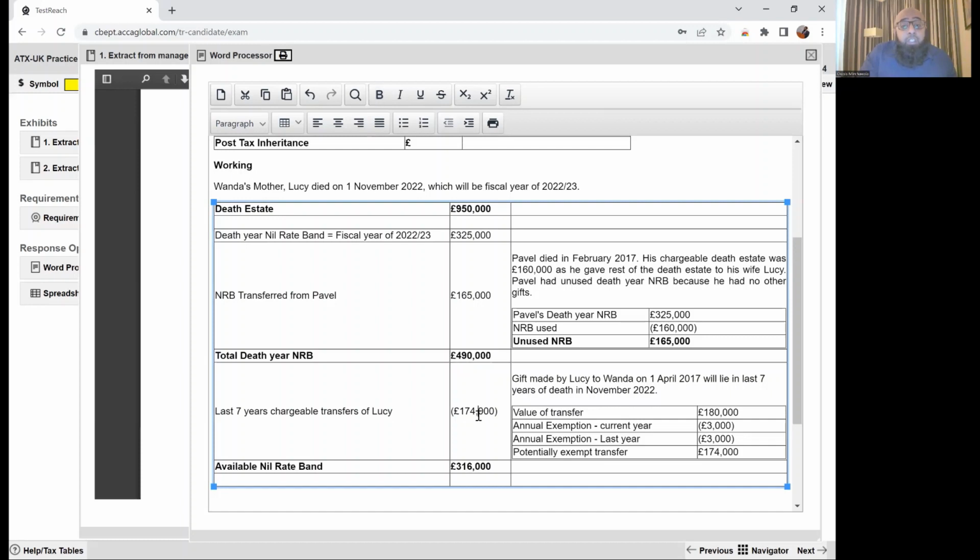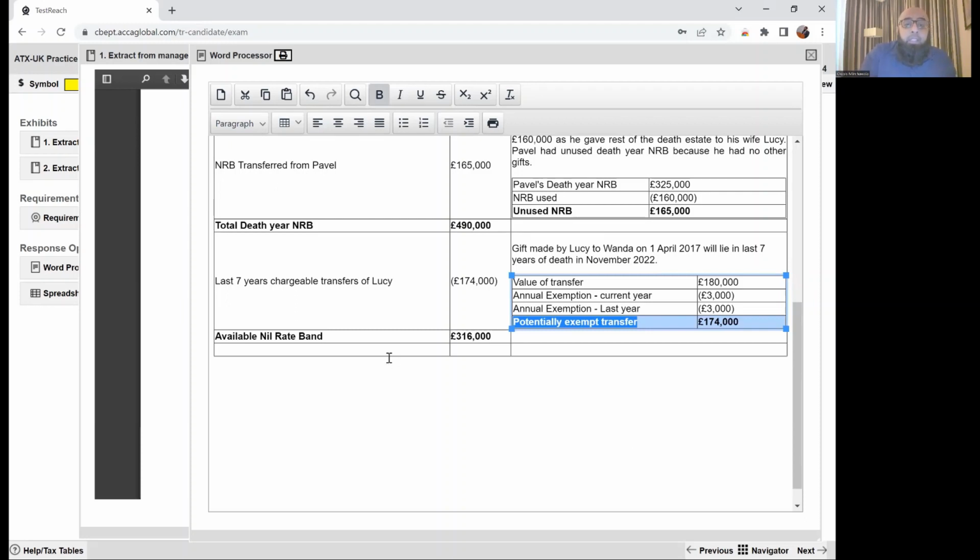Last 7 year chargeable transfers of Lucy. So the gift made by Lucy to Vanda in April 17 will lie in the last 7 years of death. Okay, so Lucy is calculating the IHT. Her only last 7 year gift was in April 17. So the value of transfer less the annual exemptions gives the value of the potentially exempt transfer. This gives us the value of the available nil rate band.